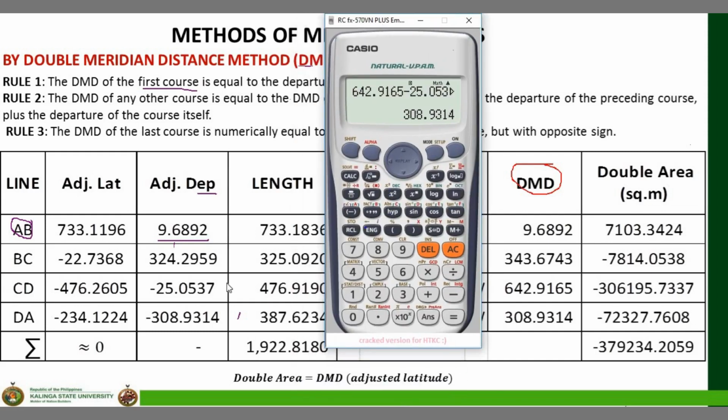The DMD of line AB is 9.6892 multiplied by the latitude of AB. The latitude of AB is 733.1196 and that is equal to 7103.3424. The double area for BC is equal to 343.6743 multiplied by the latitude negative 22.7368 and that is equal to 7814.0538.